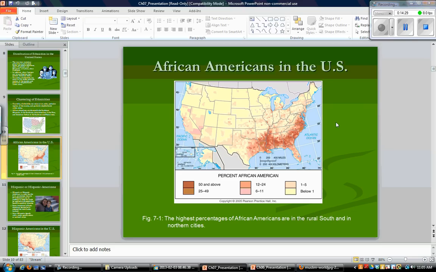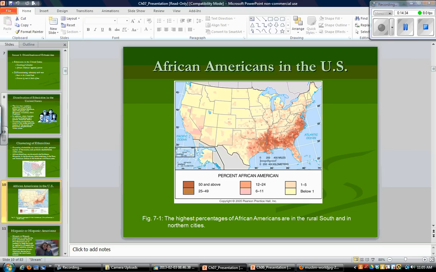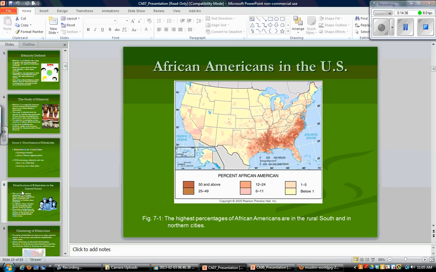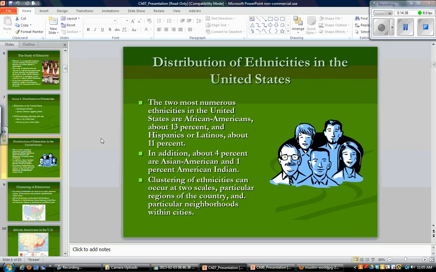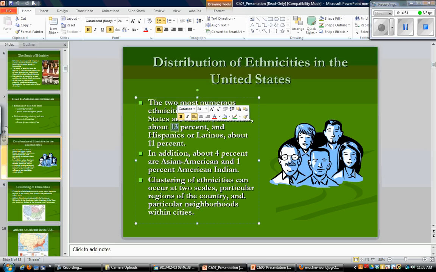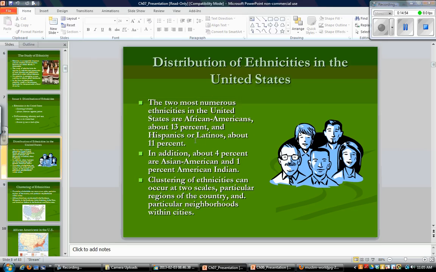Let's see. I'm asking you about the largest minority group in the United States of America. We talked about that early on in ethnicity as well. We were looking at the distribution of ethnicities, and we learned that. Oh goodness, this is incorrect. I thought that I changed this. It should be the other way around.